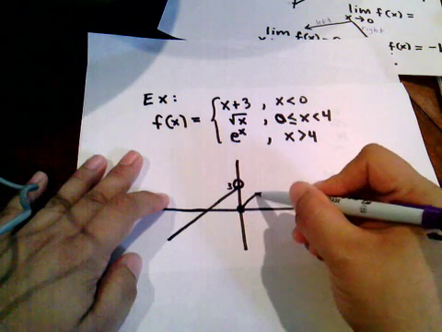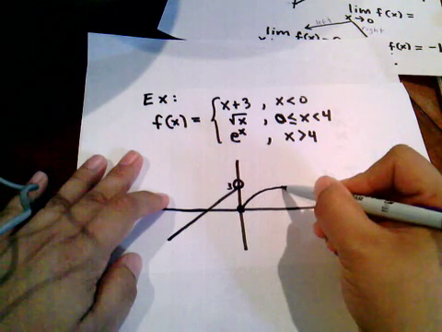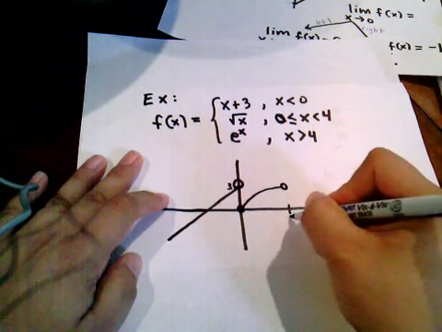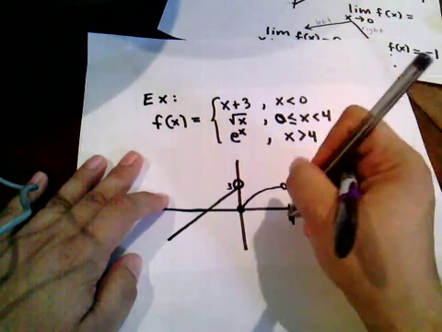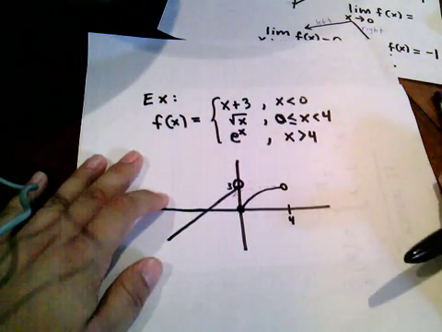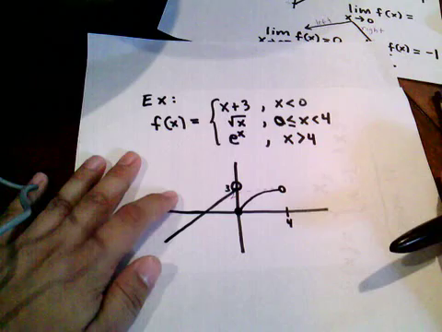The square root of x from 0 to 4 probably looks something like this, with an open dot at the end. And if this is 4, we have to keep in mind that the square root of 4 would actually be 2. So please excuse my graph, okay? Please excuse my dear Aunt Sally.